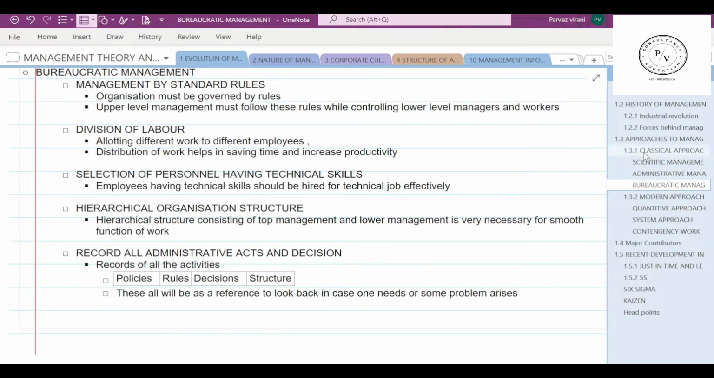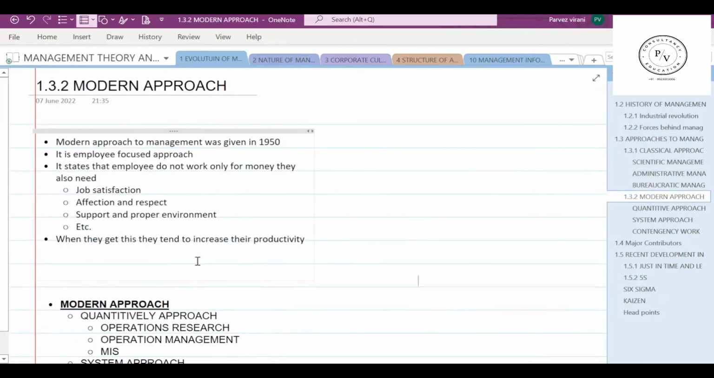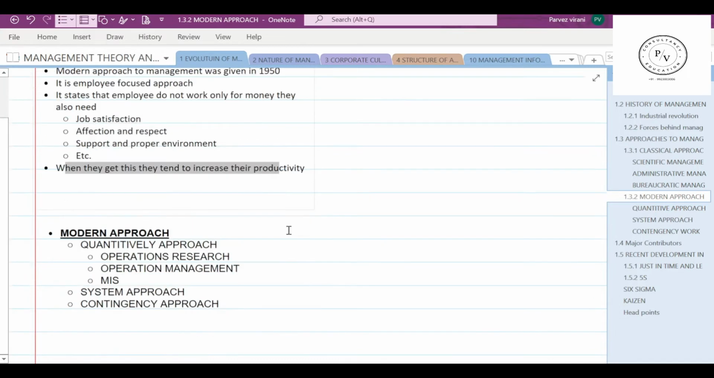So that is your classical management का classical approach के 3 parts. Classical approach: scientific management, administrative management, bureaucratic management. Now we are going towards the modern approach. Okay. So modern approach of the management was given in 1950. It is an employee focused approach. It states that employees do not work only for the money, but they also need job satisfaction, affection and respect, support from the proper environment, etc. When they get all these things, they tend to increase their productivity.